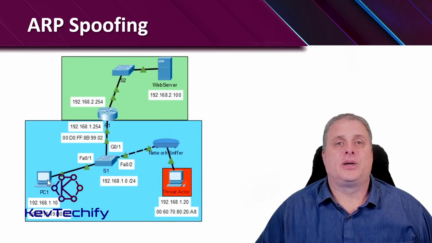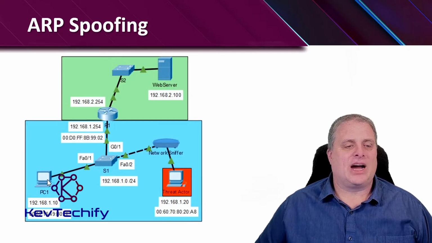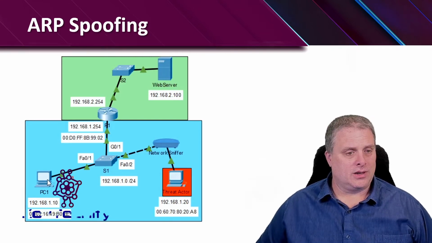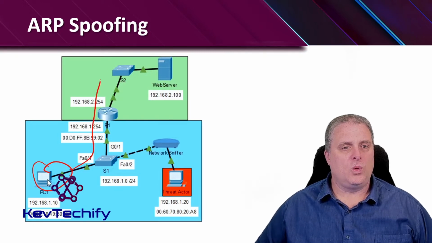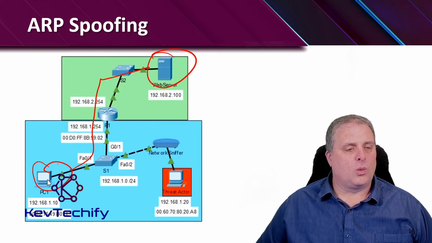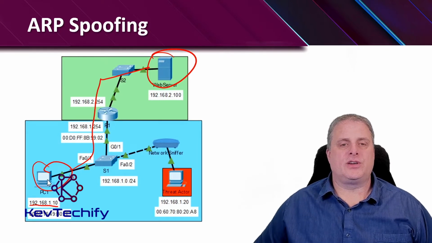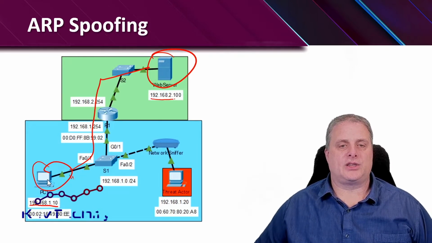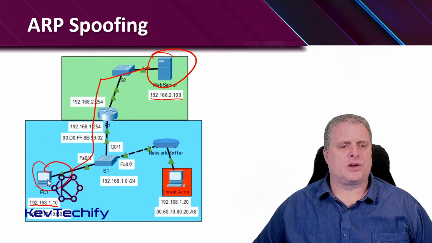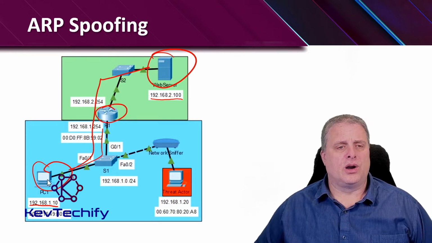Welcome to ARP spoofing. This is going to be an adventure. First, we have PC1 down here on the left, and PC1 wants to communicate with the web server up here in the upper right. PC1 is on the 192.168.1.0 network, and the web server is up here on the 192.168.2.0 network. For PC1 to get all the way up to the web server, we have to make it through our local area network and through this router, which is R1.